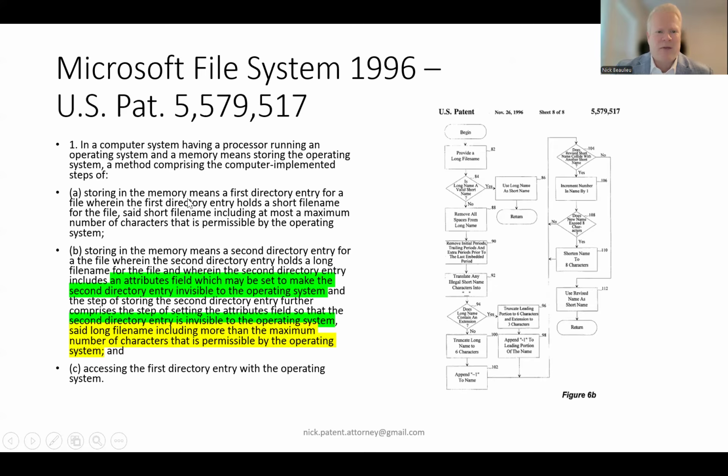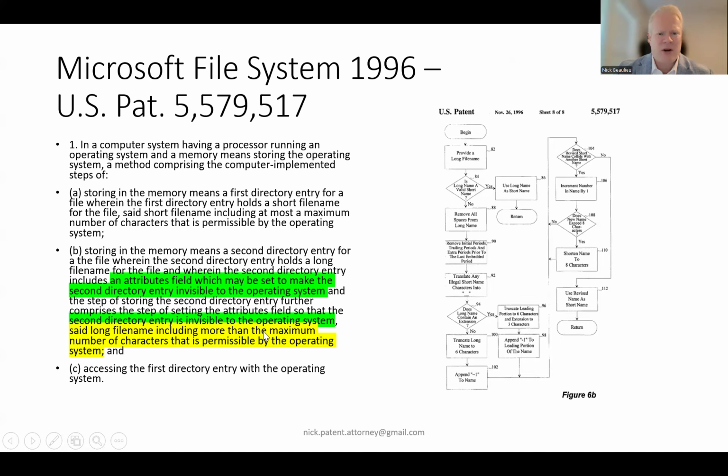So we're saying we have a first directory with a short file name. B, storing in the memory means a second directory entry for the file wherein the second directory entry holds a long file name for the file, and wherein the second directory entry includes an attributes field which may be set to make the second directory entry invisible to the operating system, and the step of storing the second directory entry further comprises the step of setting the attributes field so that the second directory entry is invisible to the operating system.